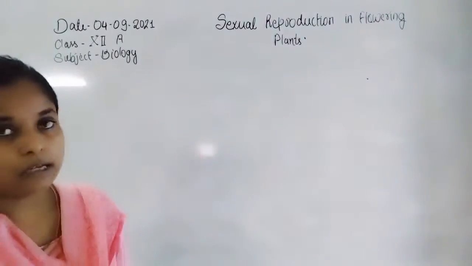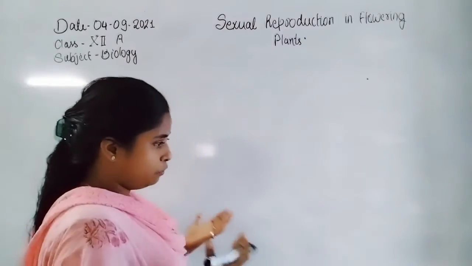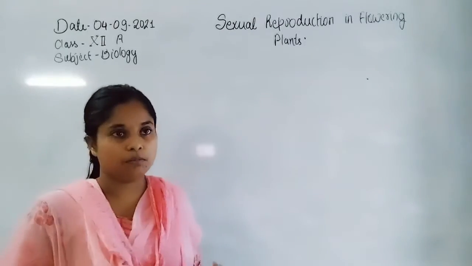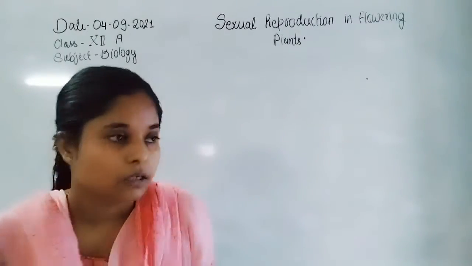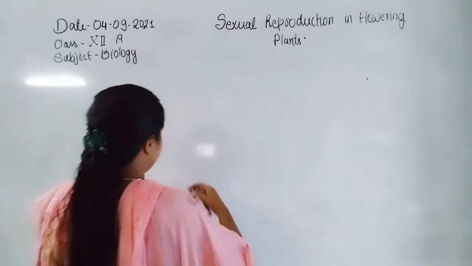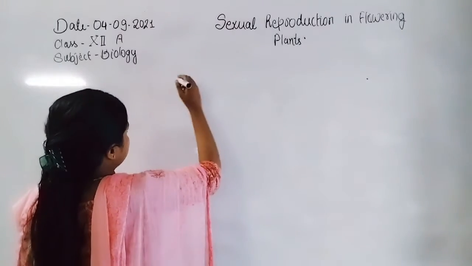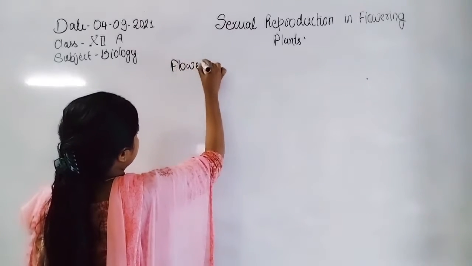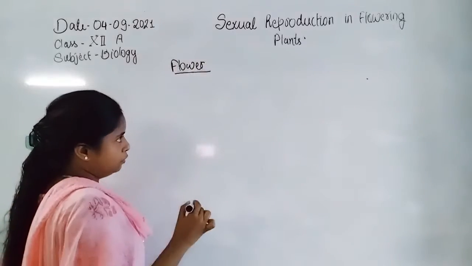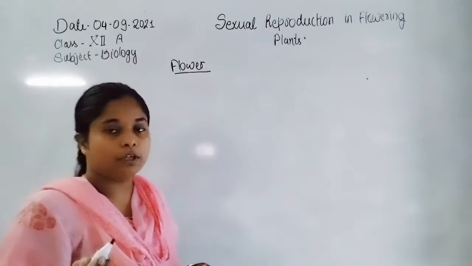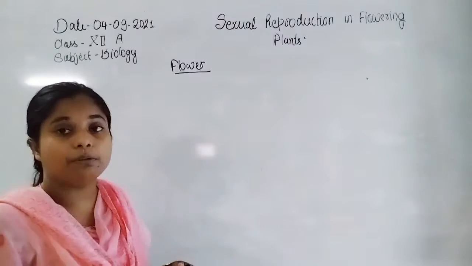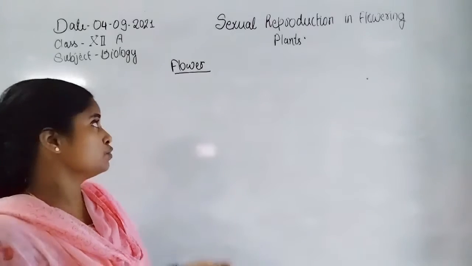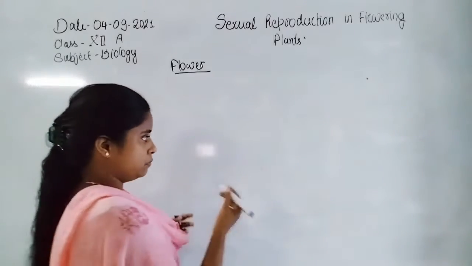So let us discuss what are the main organs which perform the sexual reproduction in flowering plants. First we discuss the flower. Then in the flower, where the male reproductive organ is present, where the female reproductive organ is present, and what are the terms used for the male and female reproductive organs.